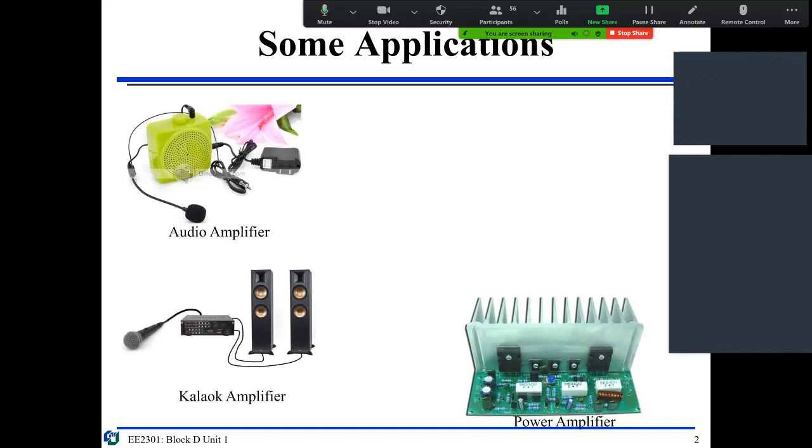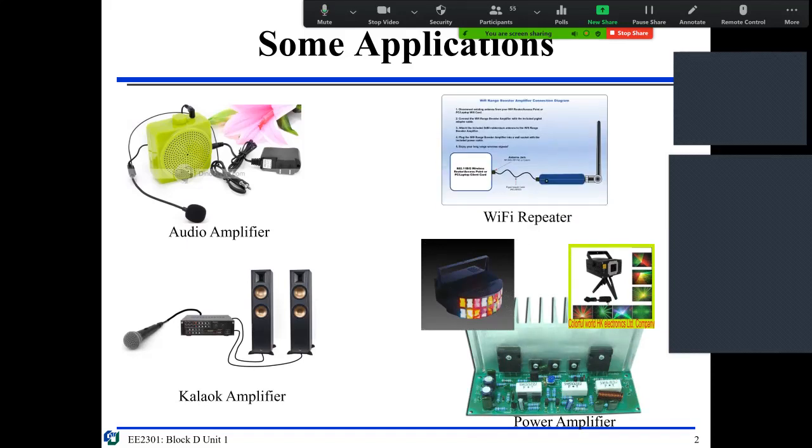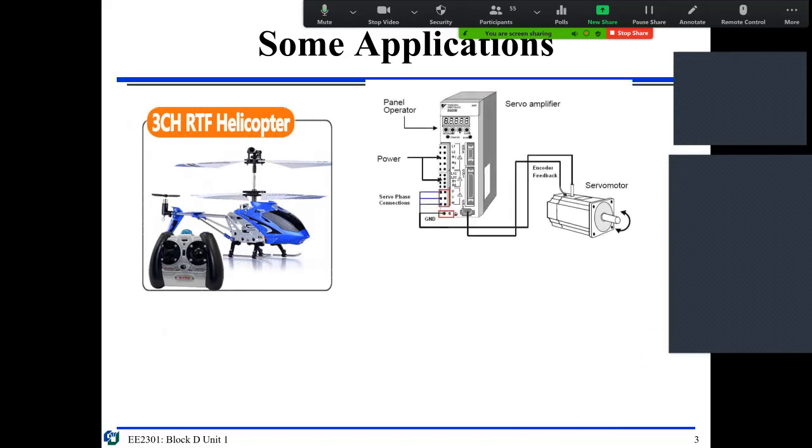Because some of those signals are not strong enough to drive something, right? So you need to amplify it, like for motors, and so on and so forth. And you've got a Wi-Fi repeater, you heard about this. So you need amplification of your Wi-Fi signal. And drones, of course. Can you make an intelligent guess what this is? RTF. Ready to fly. You can buy a drone ready to fly, you know.